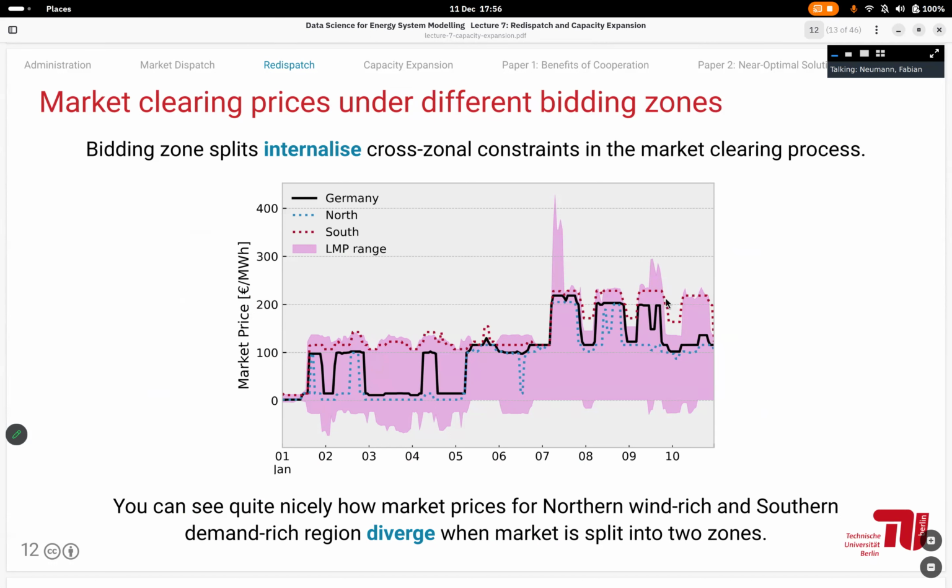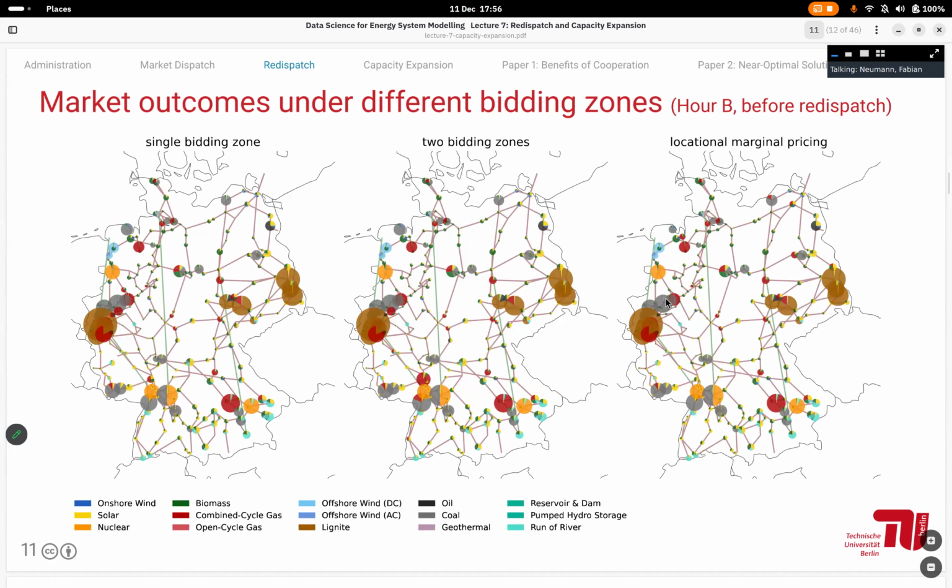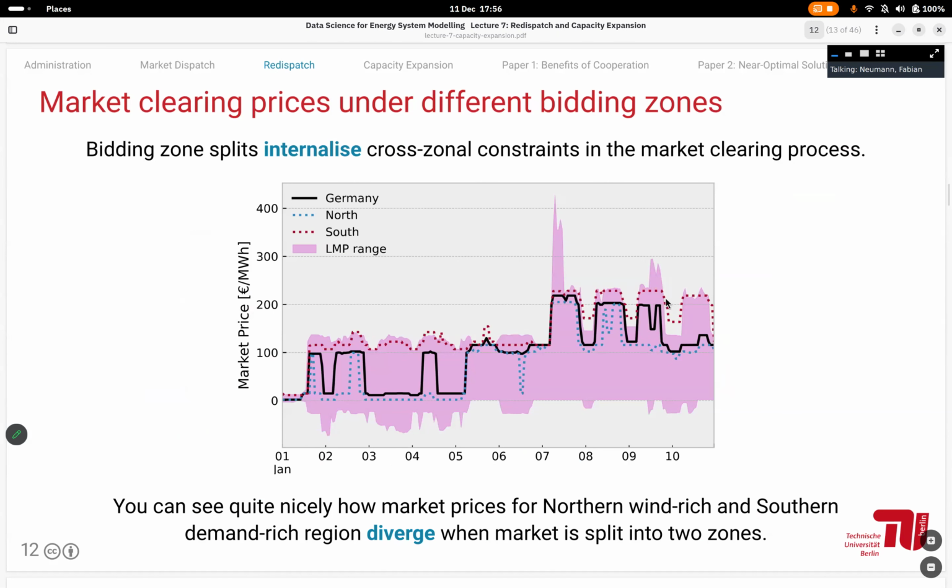There have been quite a few analyses published last year on what the actual effects are. This is, of course, just an example. And then for the locational marginal pricing, for the nodal case on the right-hand side, you would get one price per zone, and then you maybe have a range that sits somewhere between them.